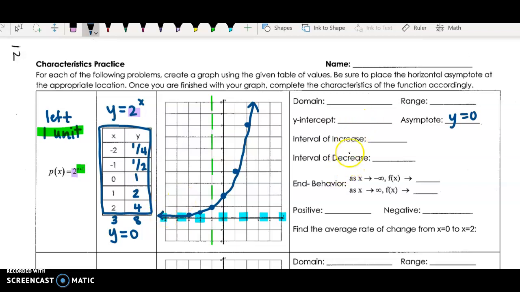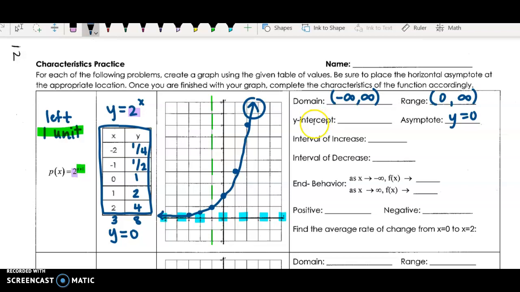Now we're ready to talk about the characteristics of the function. The domain of this function is going to be negative infinity to positive infinity, as is true for all exponential functions. The range, remember we described range from bottom to top. The bottom of this function flattens out at y equals 0. So the start or bottom of the range will be 0. And then the top of this function goes to positive infinity because it's pointing up.